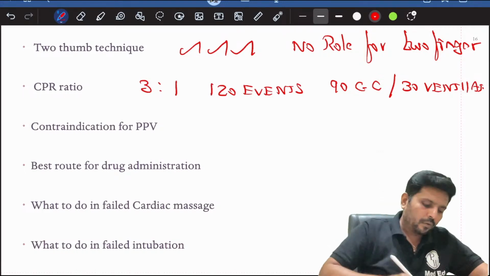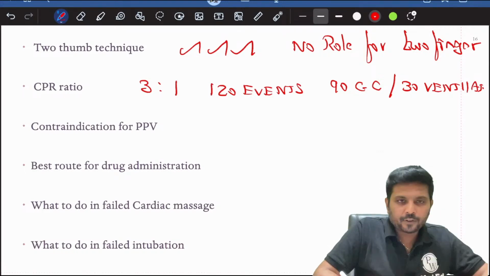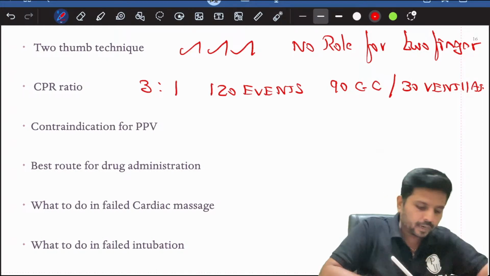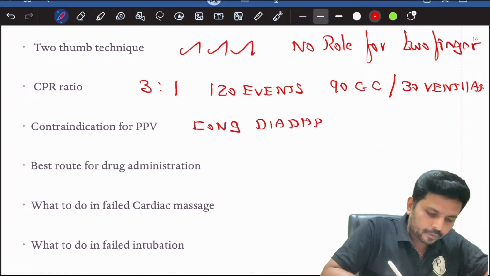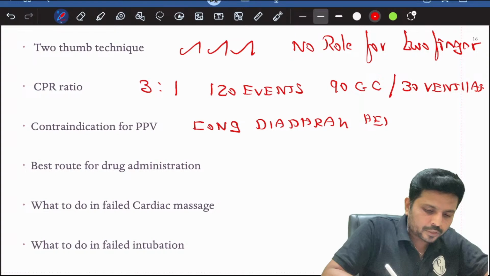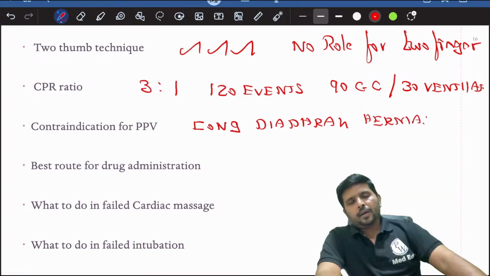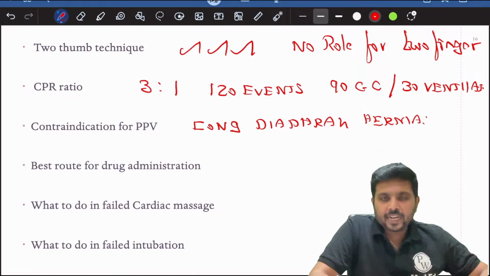What is the contraindication for PPV? The only contraindication is congenital diaphragmatic hernia. Why? Because whenever you give positive pressure ventilation, invariably you will be pushing some amount of air into the intestines. So the contraindication for PPV is congenital diaphragmatic hernia.